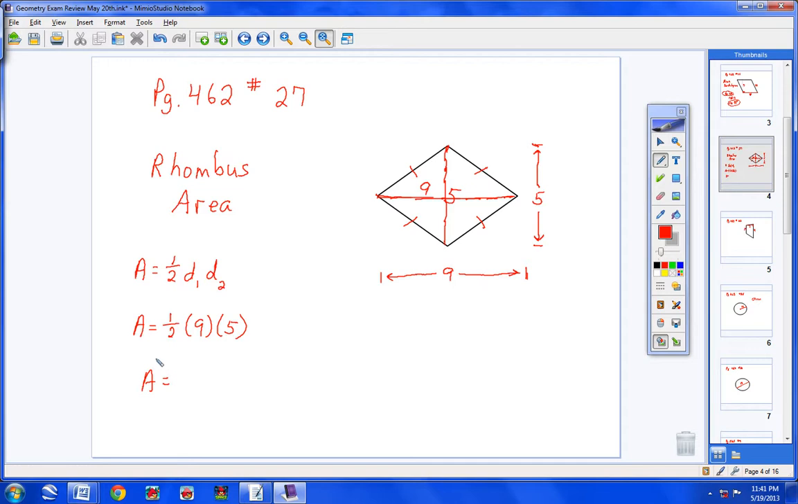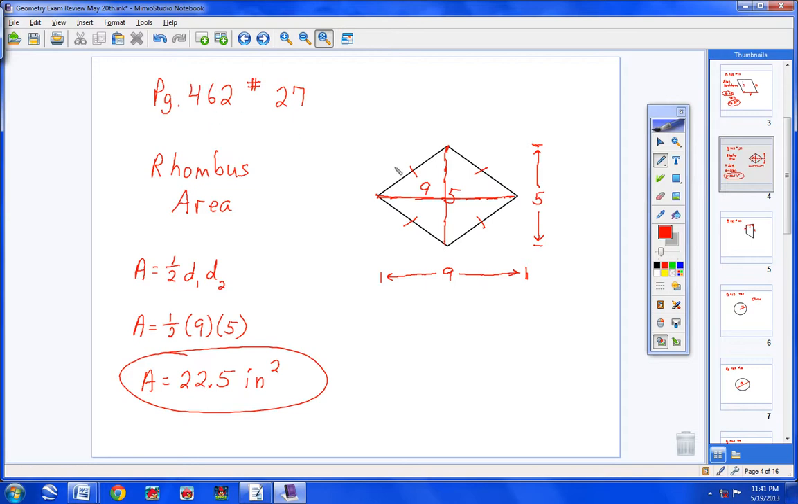Let me check and make sure that's right. What number is that? 27. Yes, 22.5. So 22.5, and I believe it's inches, and we're dealing with area, and area is always squared. So 22.5 inches squared. All right.